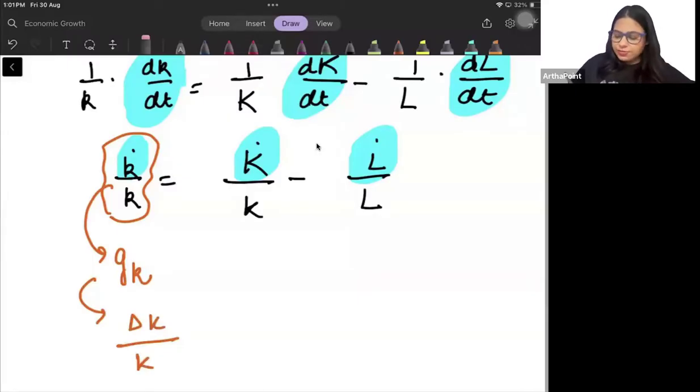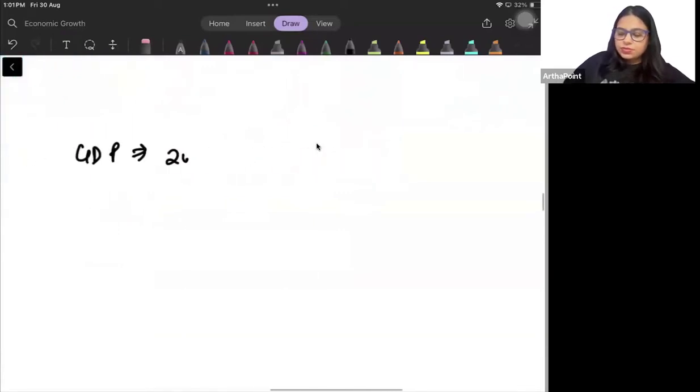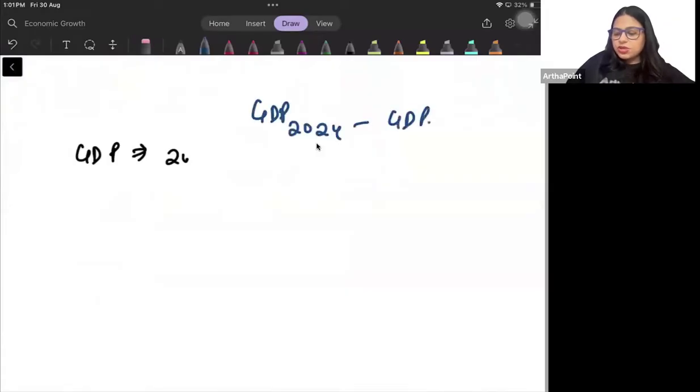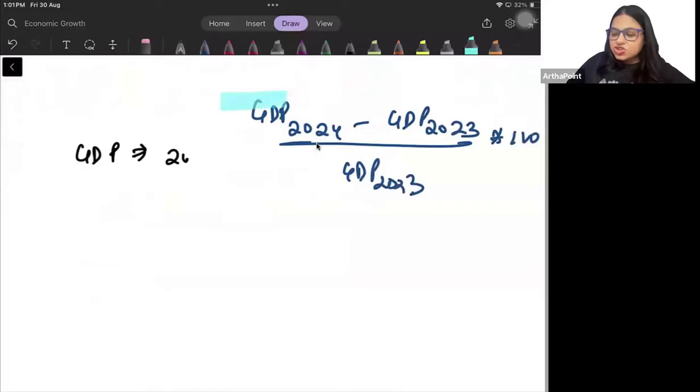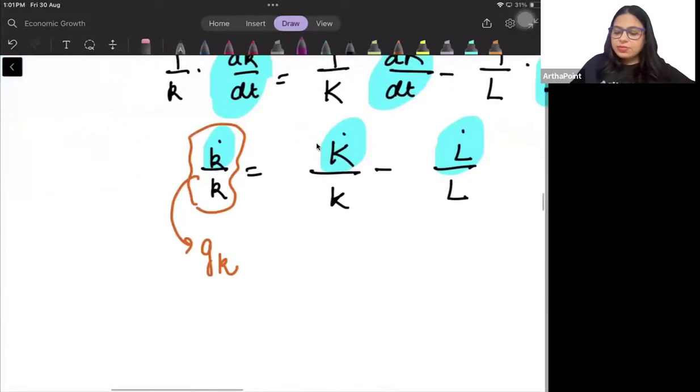ठीक है. जैसे for example, if I ask you find growth rate of GDP, so you will tell me GDP of 2024 minus GDP of 2023 by GDP of 2023 into 100. मतलब कैसे GDP change हुआ divided by base year GDP into 100. This is the formula for growth rate. So growth rate of any variable is how that variable changes upon time divided by its original value.